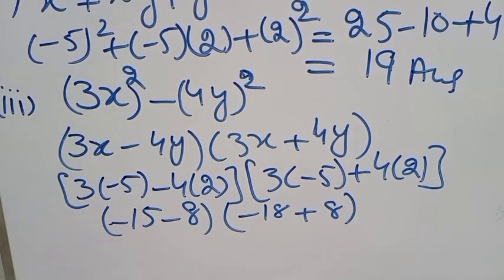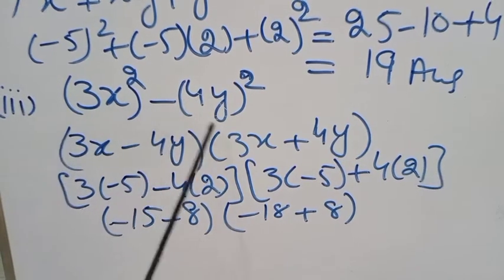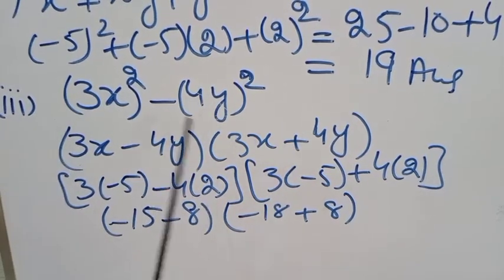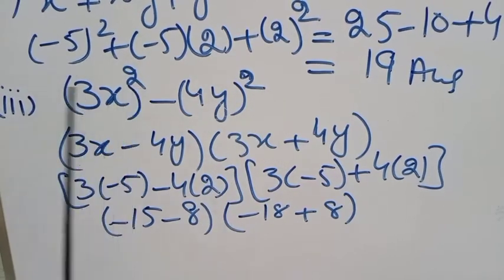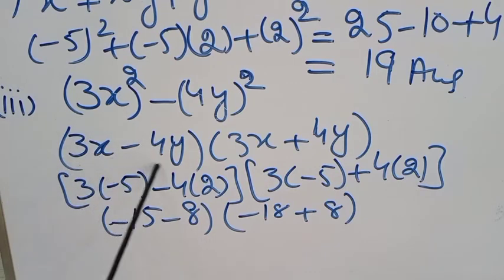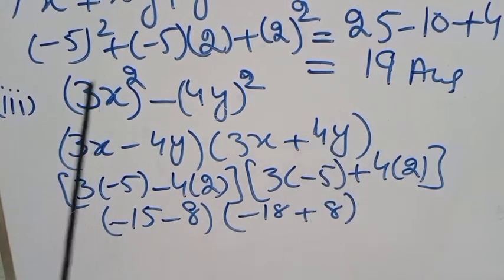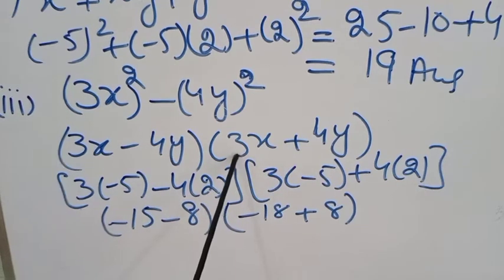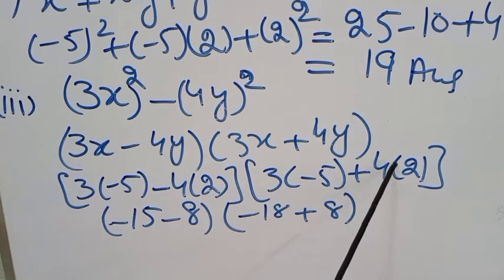Third part of question number 2, 3x square minus 4y square. I use the formula x square minus y square, and open this by the formula and then put the values of x and y. We have by formula 3x minus 4y, 3x plus 4y, and then putting the values: x is minus 5 and y is 2. 3 into minus 5 minus 4 into 2, and 3 into minus 5 plus 4 into 2.